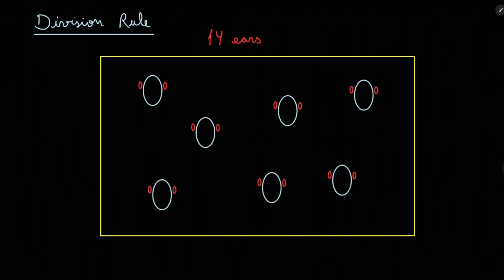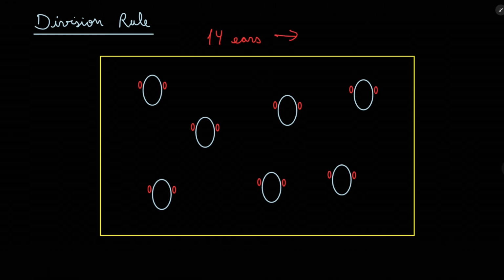14 ears. But since what you actually want to count is not the number of ears, but the number of people, you know that all you've got to do is divide by 2. And by the way, let's assume for simplicity that everybody in the room has 2 ears. So you divide by 2, and now you know that there are 7 people in the room. I admit that is a somewhat bizarre example, but it is a valid example of the division rule.